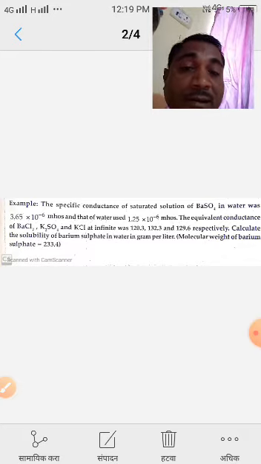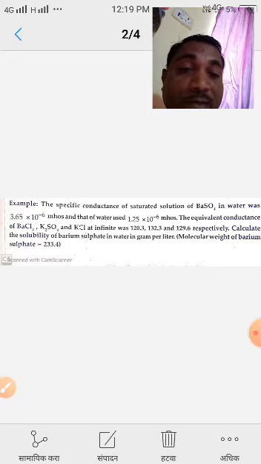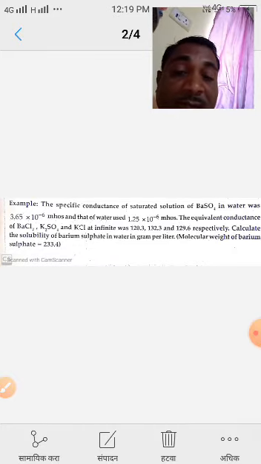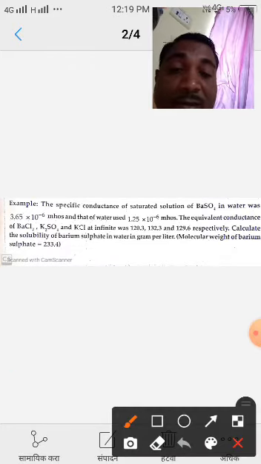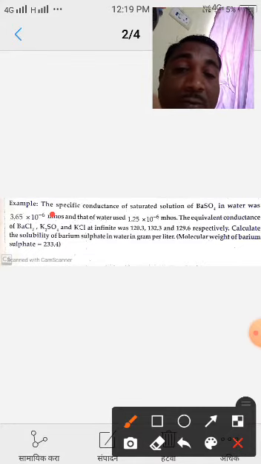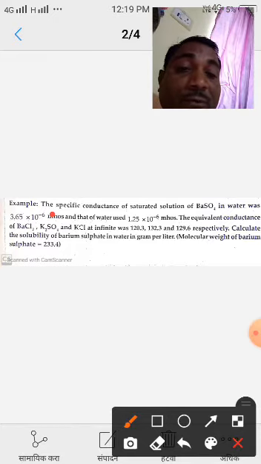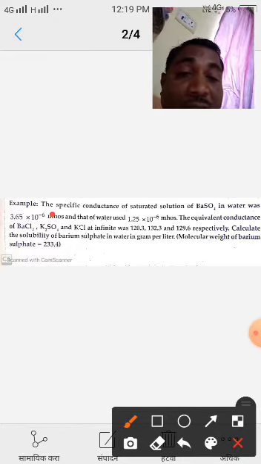the specific conductance of saturated solution of barium sulfate in water is equal to 3.65 into 10 raised to power minus 6 moles, and that of water used is 1.25 into 10 raised to power minus 6 moles. The equivalent conductance of BaCl2, K2SO4 and KCl at infinite dilution was 120.3, 132.3 and 129.6 respectively. Then calculate the solubility of barium sulfate.